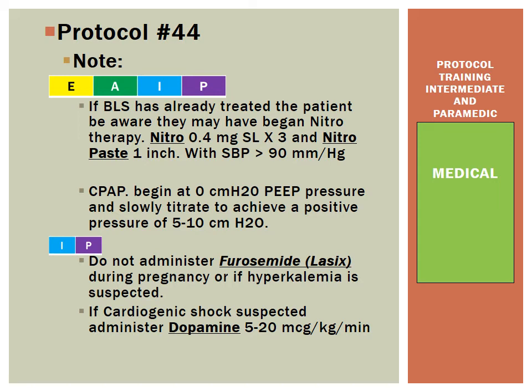The IMP level provider do not administer furosemide during pregnancy, or if hyperkalemia is suspected. And if cardiogenic shock is suspected, administer dopamine, 5 to 20 micrograms per kilogram per minute.